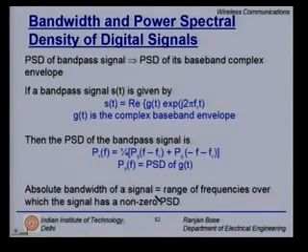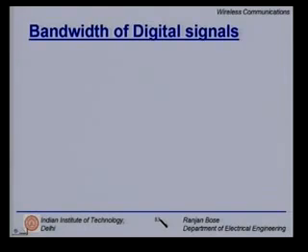The absolute bandwidth of a signal is equal to the range of frequencies over which the signal has a non-zero power spectral density. So, this can be one of your definitions, the absolute bandwidth of a signal, simply defined as the range of frequencies over which the signal has a non-zero power spectral density. It's a simple definition, but not always a useful definition. So, let us continue our discussion on the bandwidth of digital signals.